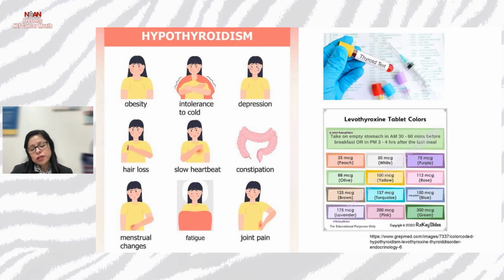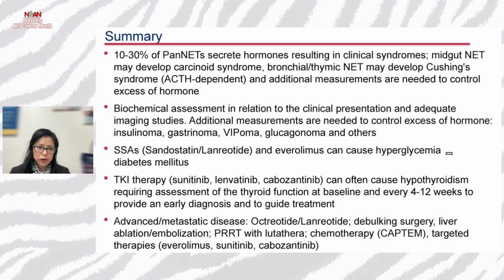And the way we treat it is to give what is missing. And in this situation, it's to give the thyroid hormone replacement. And the way we give it is with levothyroxine. The dose of levothyroxine is usually calculated based on the height and weight. Every patient may have a different dose of levothyroxine.